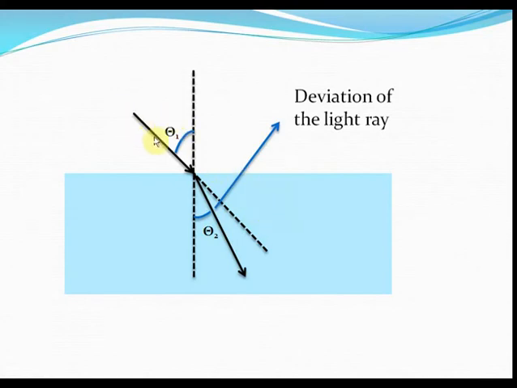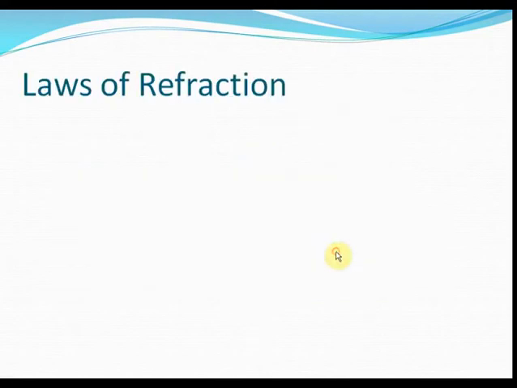So this light ray, which was incident at an angle θ1 with respect to the normal at the surface, is now traveling such that it forms an angle θ2 with the normal. And you can even calculate the deviation of the light ray. The deviation is clearly θ1 minus θ2. So exactly, what laws does the light ray follow when it gets deviated while passing through another medium? Let's find that out. There are two main laws of refraction.